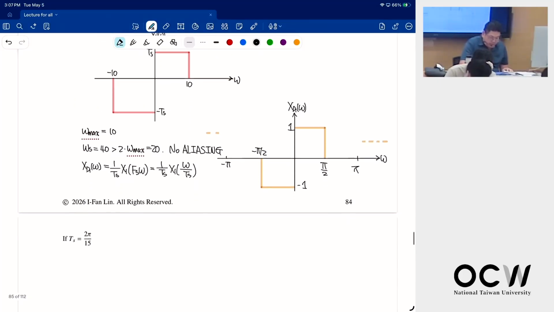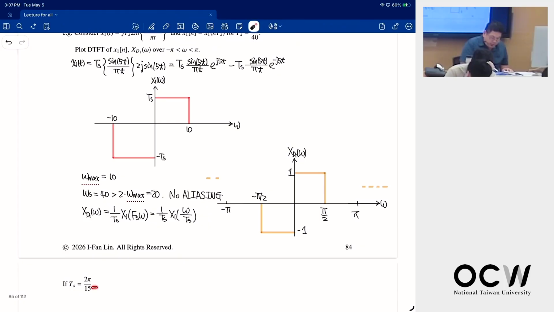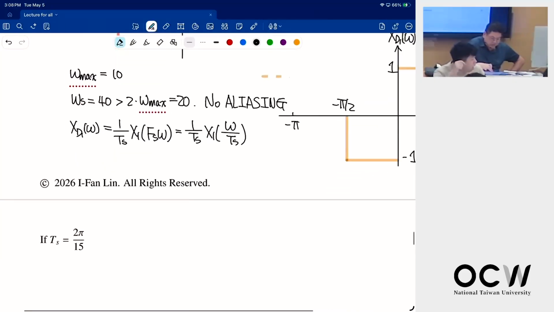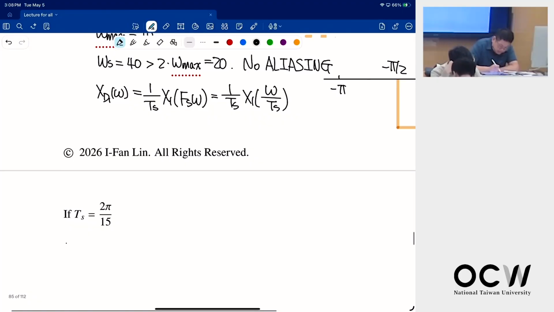Alright, if the sampling period is 2 pi over 15, what is the sampling rate? So if the sampling rate is 15, in this case, do we have aliasing or not? Why? Yeah, because the Nyquist rate is 20. The sampling rate is 15, but it is less than 20, so we have aliasing.